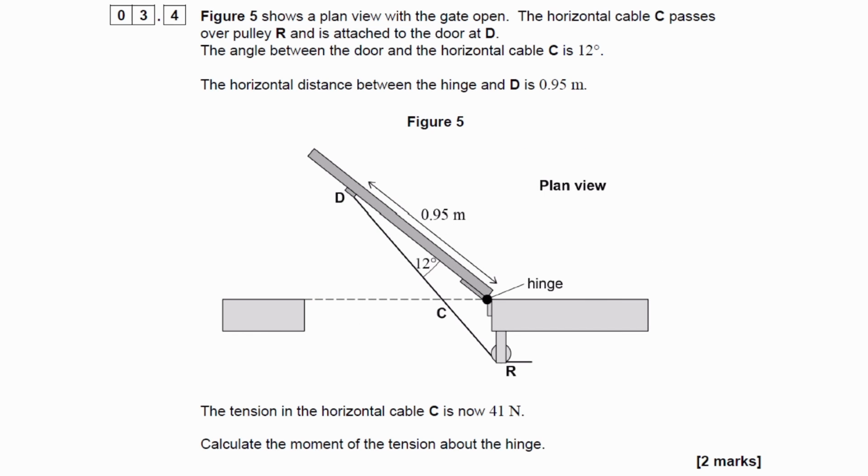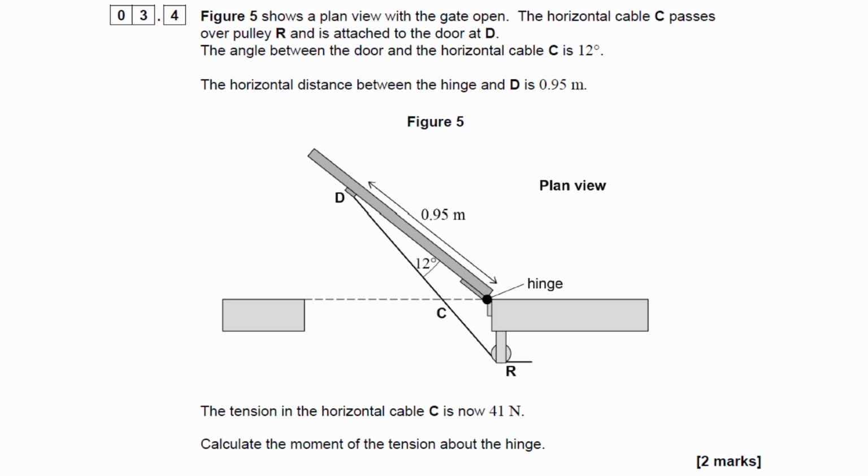Figure 5 shows a plan view with the gate open. The horizontal cable C passes over pulley R and is attached to the door at D. The angle between the door and the horizontal cable is 12 degrees. The horizontal distance between the hinge and D is 0.95, and the tension in the horizontal cable is now 41 newtons. We want to calculate the moment of the tension about the hinge.